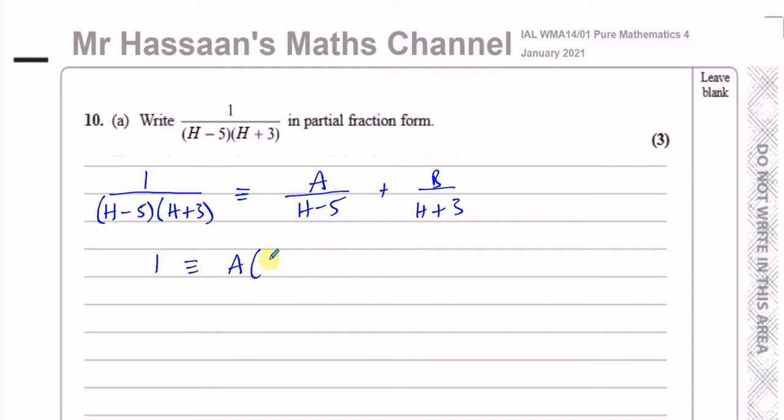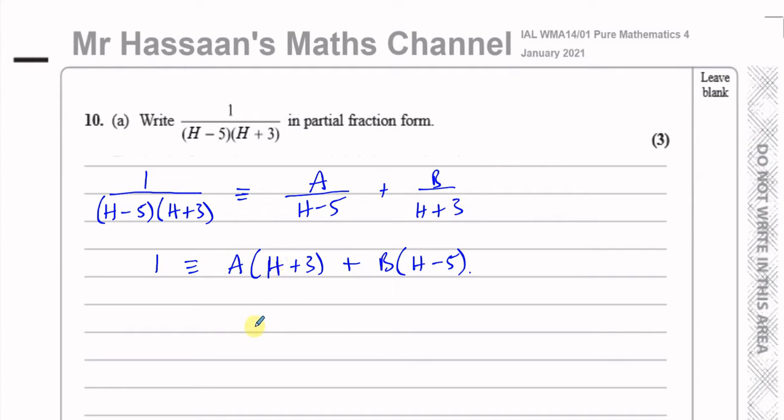We're left with a times h plus 3. And if I multiply this term by h minus 5 times h plus 3, the h plus 3 part cancels out, and you're left with b times h minus 5. So it's always this over that one, and that over that, this times that one, and this one times that one, multiplied by the other one. Now we can use different techniques to find a and b.